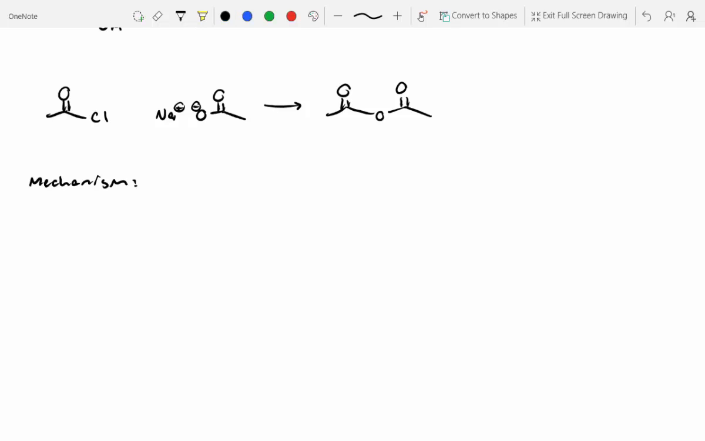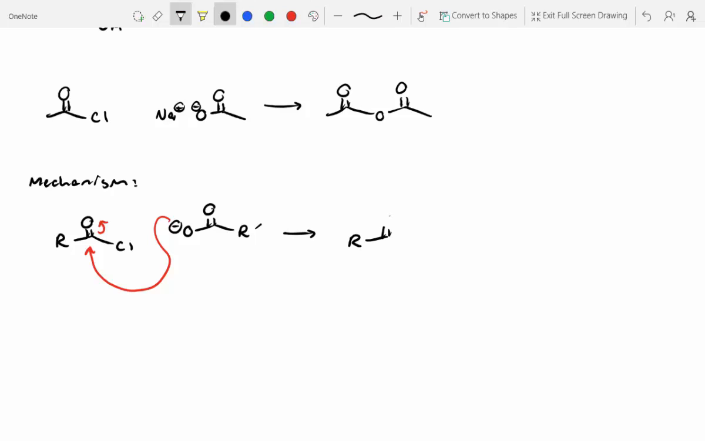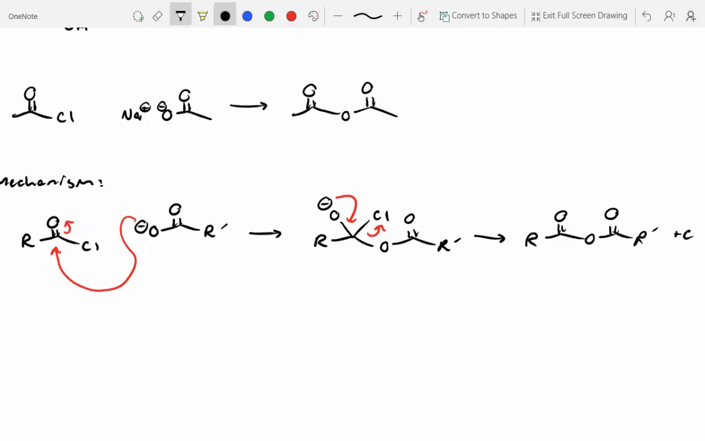The mechanism's very straightforward. I'll just use a generic R group. Your carboxylate anion will attack into your acid halide, kick up electrons. Let me clean this up a little bit. R prime. And then this oxygen can clamp down, kick off the chlorine. And you'll get to your acid anhydride product. And let's put in this chlorine right here too.